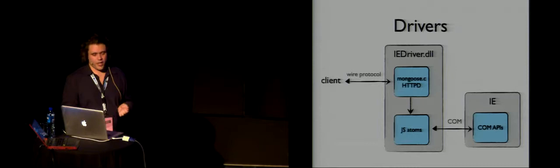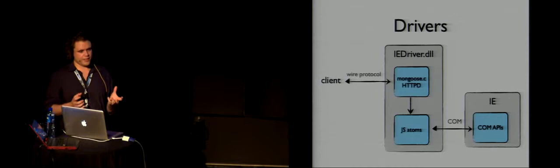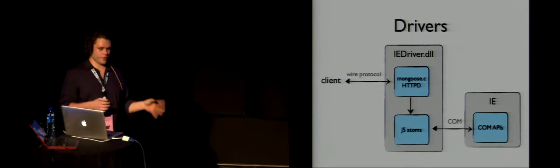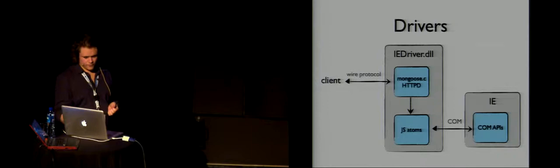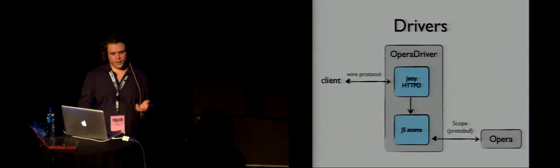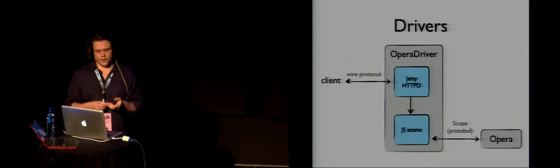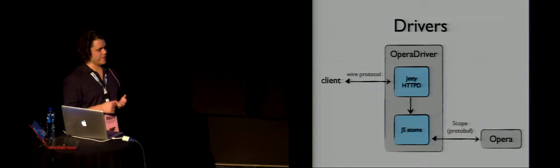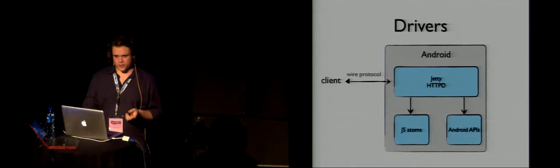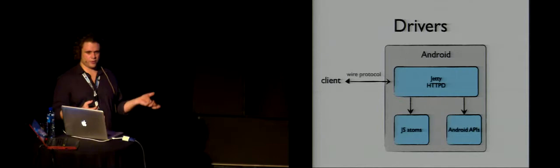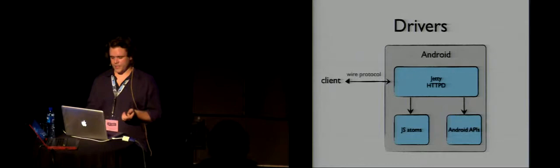The IE driver is quite similar. It's maintained by us, but it's basically the same. It's a small C HTTP server which talks to IE via COM APIs, also using the atoms. The Opera driver is written in Java, so it's using Jetty and the atoms, and it calls out to Opera through their Scope protocol, which is based on protocol buffers. Here again, it's maintained by Opera, so we don't really need to worry. They make it work. Android is much the same. Embed a small HTTP server on the device or in the simulator. It will talk to Android APIs to actually drive the browser. And the same with iPhone or iOS.